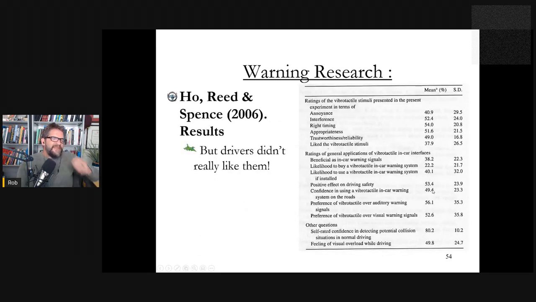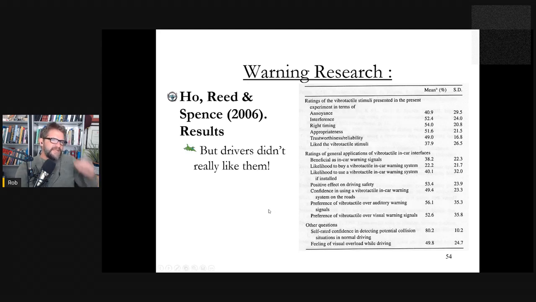Okay. The problem, though, is that people don't really like them, especially if they're going to be used in this kind of way, because they're kind of annoying, right? Vibration through the seatbelt all the time, vibration on the back all the time can get annoying, and people didn't really like these at all. So we have this kind of trade-off you get in warning research between things that work and things that people like, which is a tough thing.